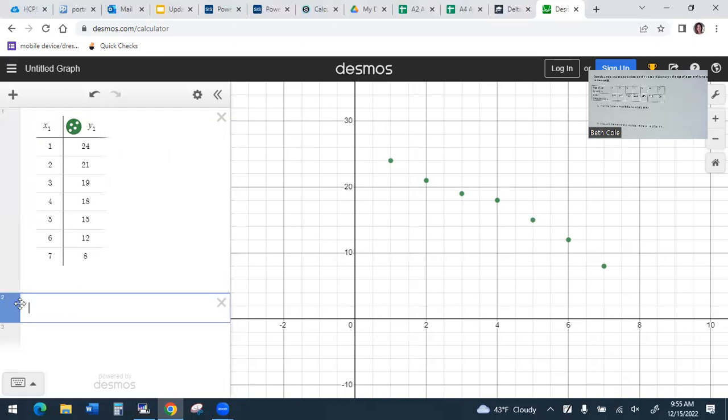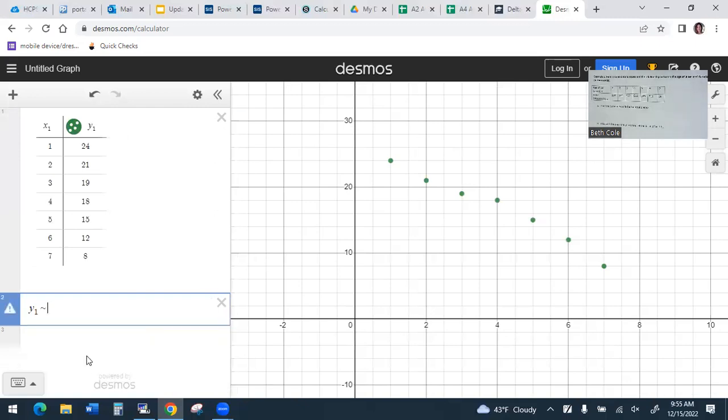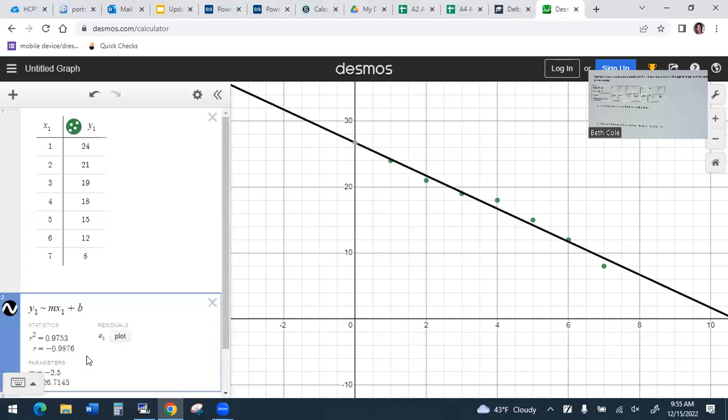So click right down here in the second little box, and you're going to do y equals mx plus b, but with a couple of little changes. You have to put a 1 after the x and the y, and instead of an equals, you're going to use the tilde. The tilde is next to the 1 key, but you have to hit shift to get it. Do you see that in the upper left of your keyboard? All right, so it's y1 tilde mx1 plus b. It's y equals mx plus b but with a tilde and then 1s after it.